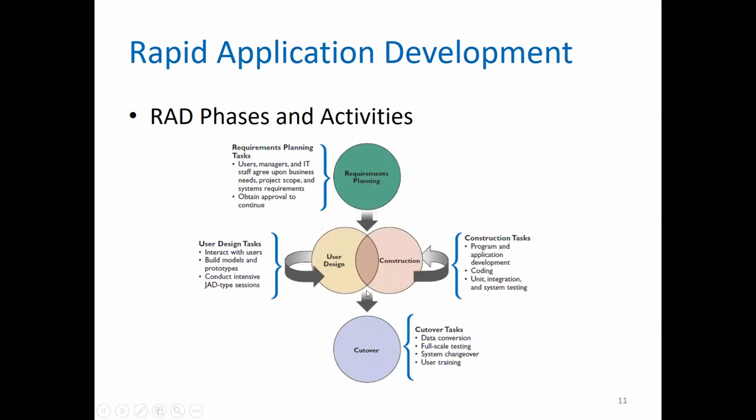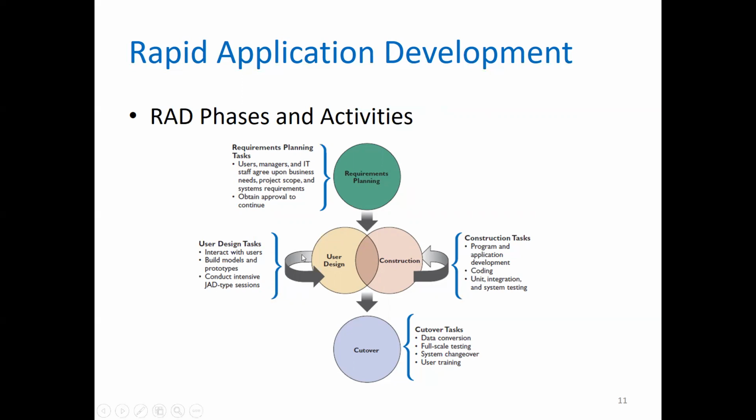For example, in the next slide, what you will see is what an iterative process would look like. You have requirements planning. So what happens in requirements planning? The tasks are listed. In red, users, managers, and IT staff agree upon business needs, scope, and systems requirements, and then they will obtain approval to continue. So let's say they are given the approval.